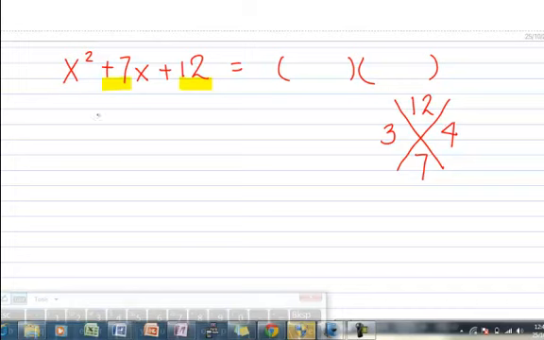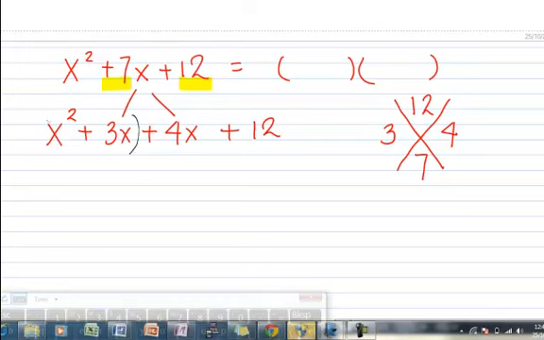So once I know that 3 and 4 are my combination, then I just rewrite this quadratic expression. I split the 7x into 3x plus 4x, and I write everything the same. And afterwards, I'm just going to use a different pen, and I'm going to group them. It doesn't matter which one you pick. If you happen to write 4x in front first, that's totally fine. It should still get you the same answer in the end.